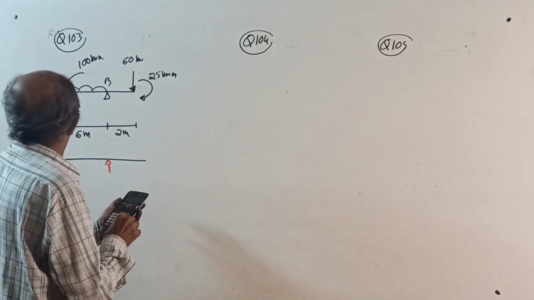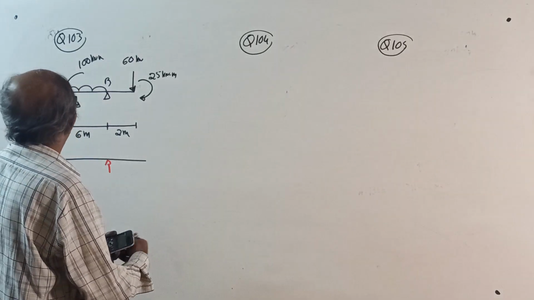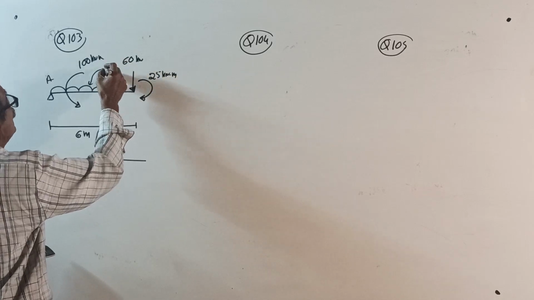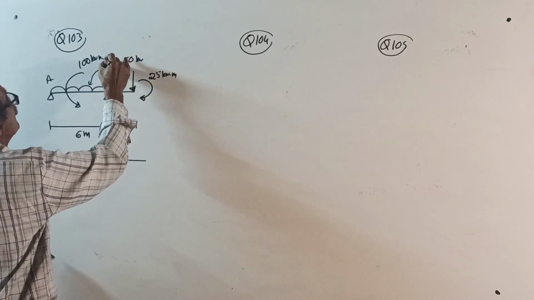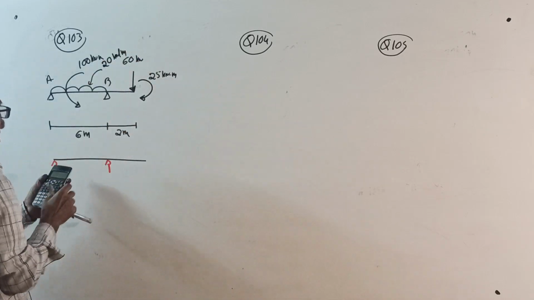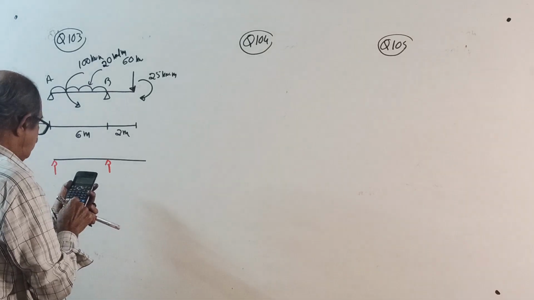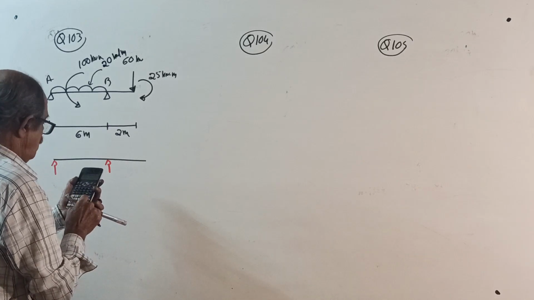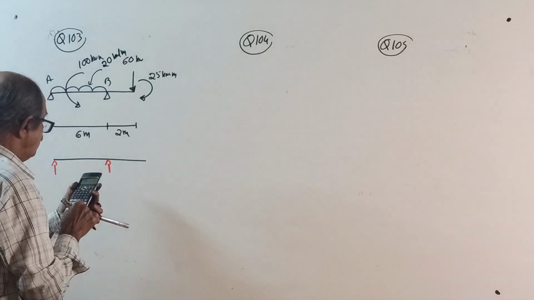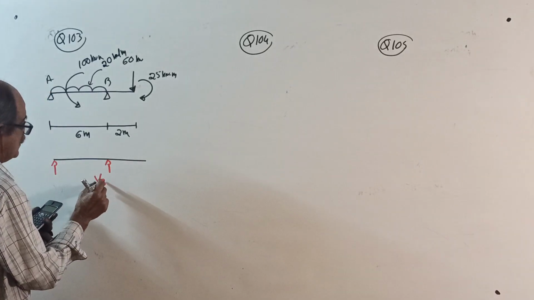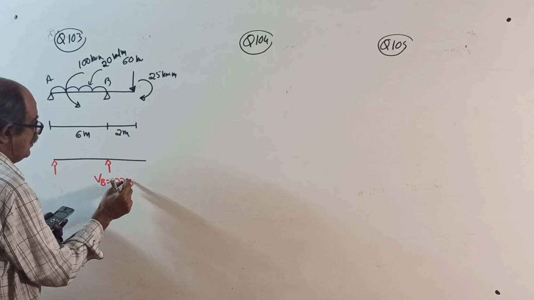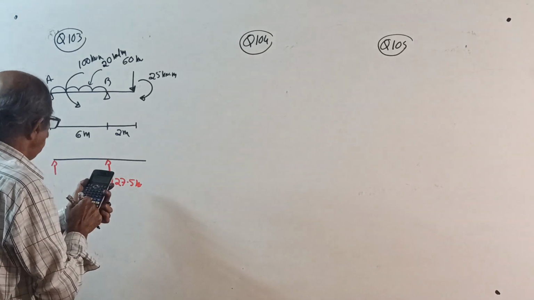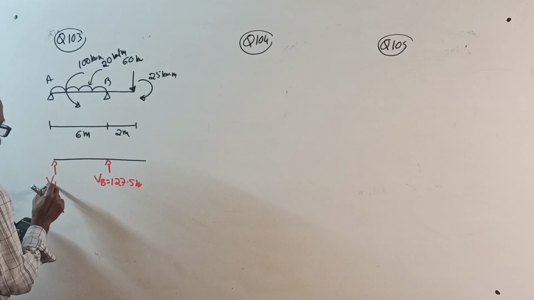Okay. UDL not given. See, I am not given UDL. UDL is, this is anything, something like 20 kilonewton per meter. 20 into 6 into 3 plus 60 into 8 plus 25 minus 100 divided by 6. VB 127.5 kilonewton. Minus 60 minus 20 into 6. VA 52.5 kilonewton.